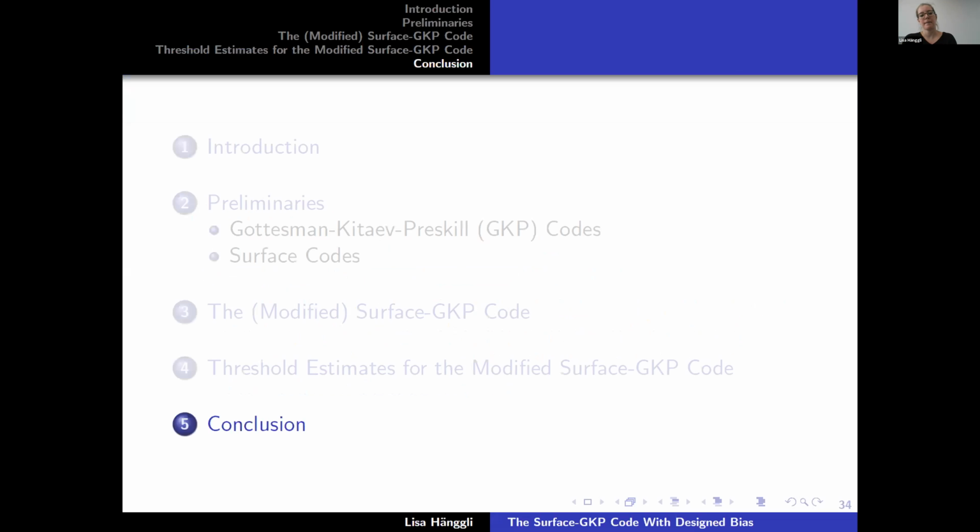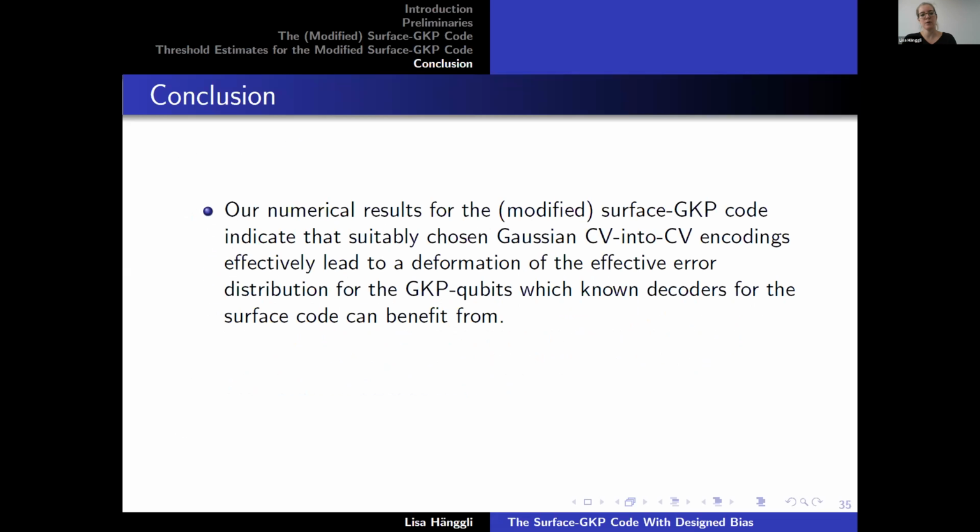Okay, good. So let me conclude. Firstly, our numerical results for the modified Surface-GKP code indicate that a suitably chosen Gaussian CV-into-CV encoding leads to a deformation of the effective error on the level of the GKP qubits, which known decoders for the surface code can benefit from. And we actually expect that similar strategies could also yield a benefit for other CV codes that one gets by concatenation.